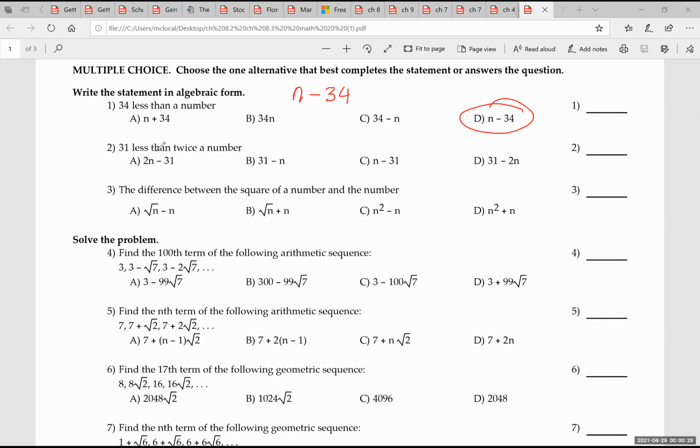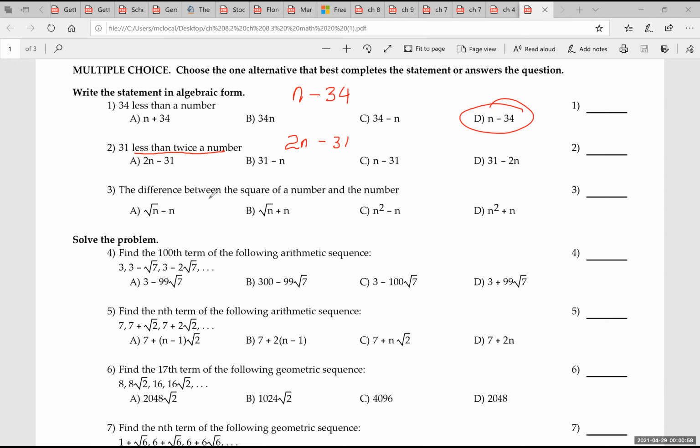So 31 less than twice a number. So less than twice a number is 31. Okay. So that is going to be 2n minus 31. So 31 less than twice a number, so 2n minus 31.